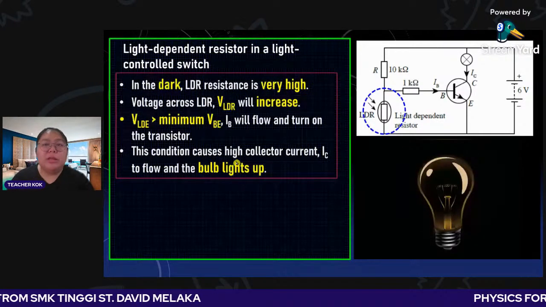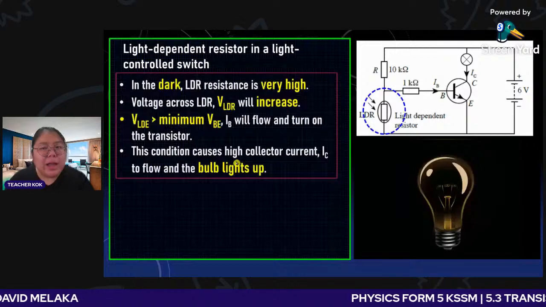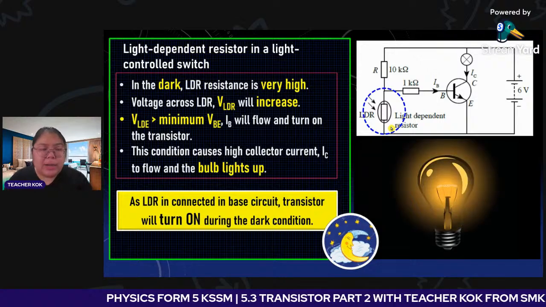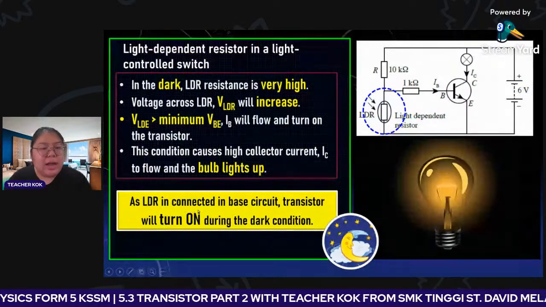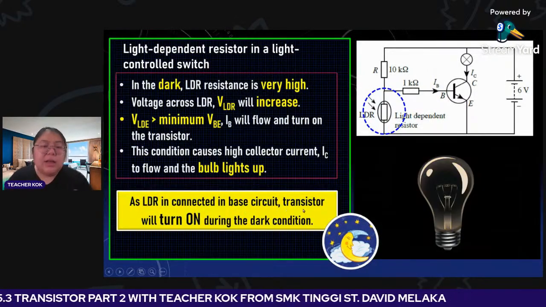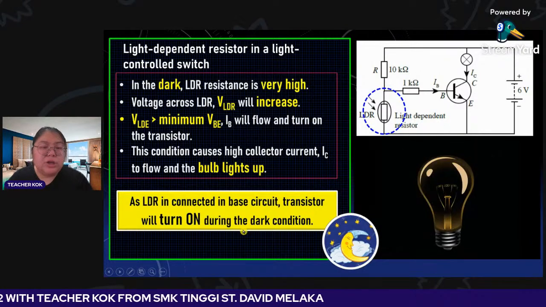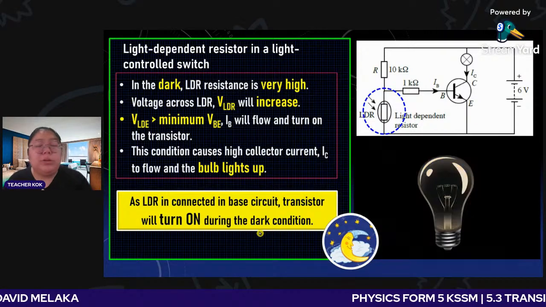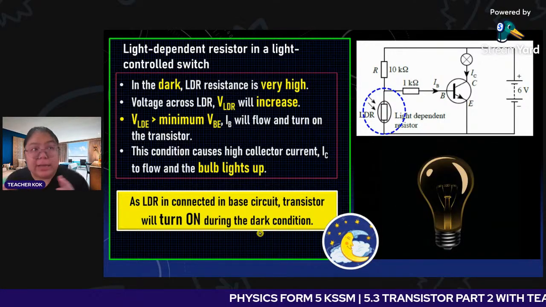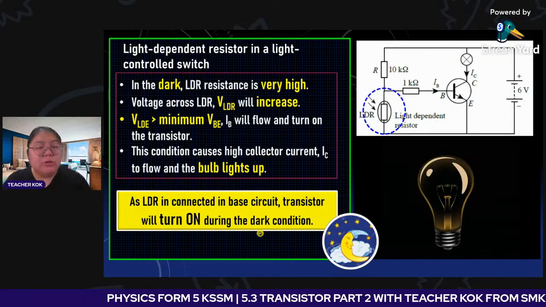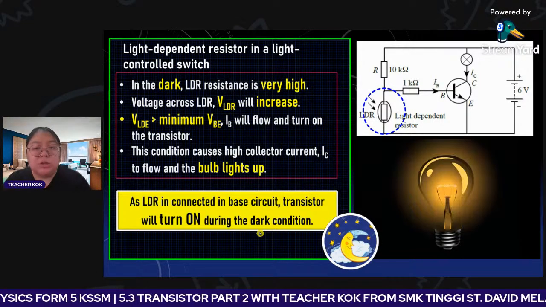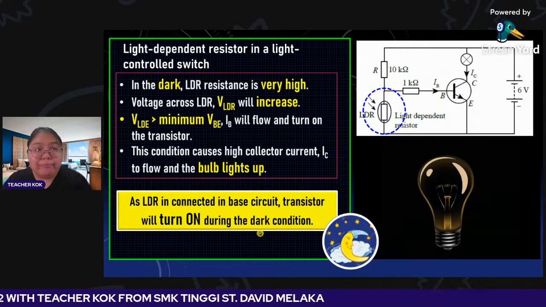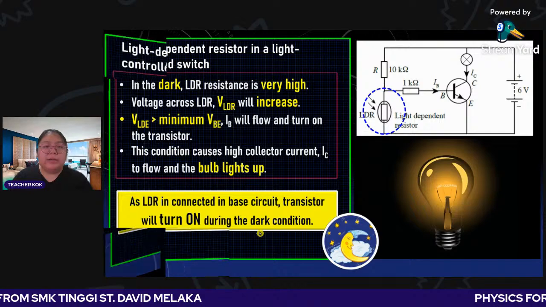So what happens during the day if I put the LDR at the bottom? We need to explain later. From here, as the LDR is connected at the base circuit, the transistor will turn on during the dark condition. Remember, this is important. When the question comes out and they put the LDR up and also down, you must know what happens. When they put it at the base, it will be on during the night time.